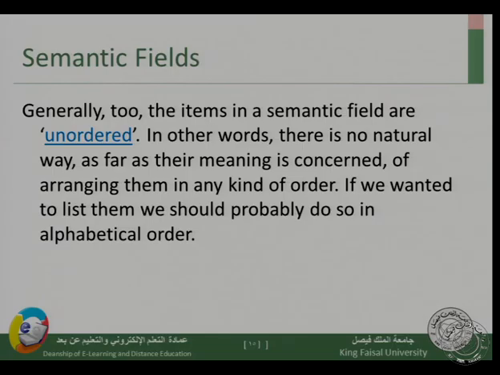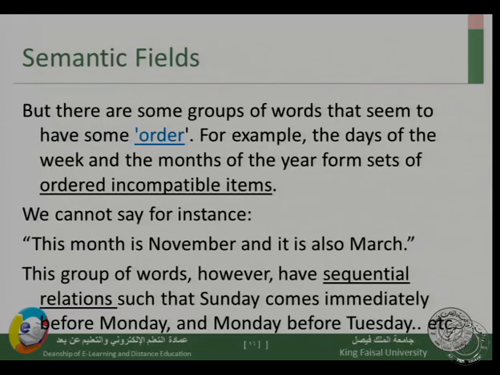So there is no natural way to order these semantic fields. So, for example, colors. How do you order colors? Unless you look at a scientific way of studying colors, and they have certain rules to order them in that science. But we are here concerned, as I said, about a natural way of ordering these items in a semantic field. So if you want to list these items, you would usually just use alphabetical order, which is not really a natural way of ordering these items in a semantic field.